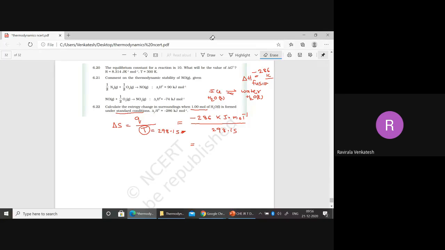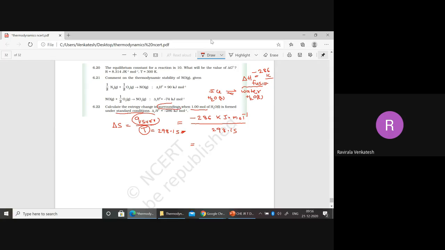Now in this case, heat is lost to the surroundings. Delta H here is minus 286, which means in this process 286 kilojoules of heat is lost to the surroundings, because this is a negative process. So heat is given to the surroundings. Now will the surrounding gain or lose? Gain. The surrounding is gaining. So when the surrounding is gaining, will Q be positive or negative? Positive.